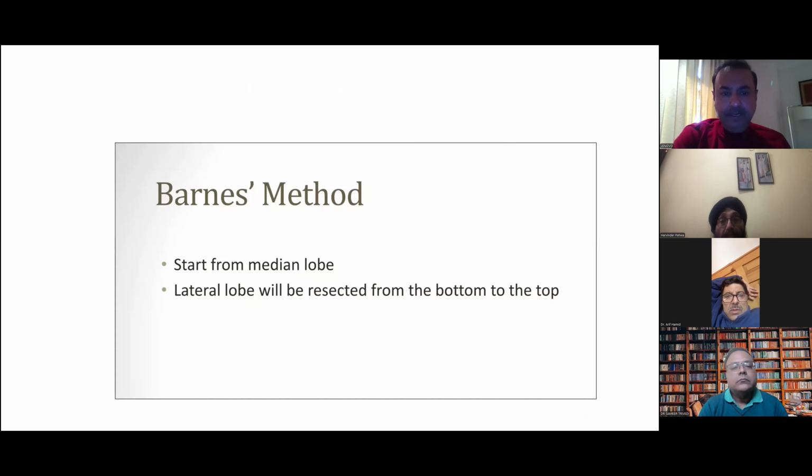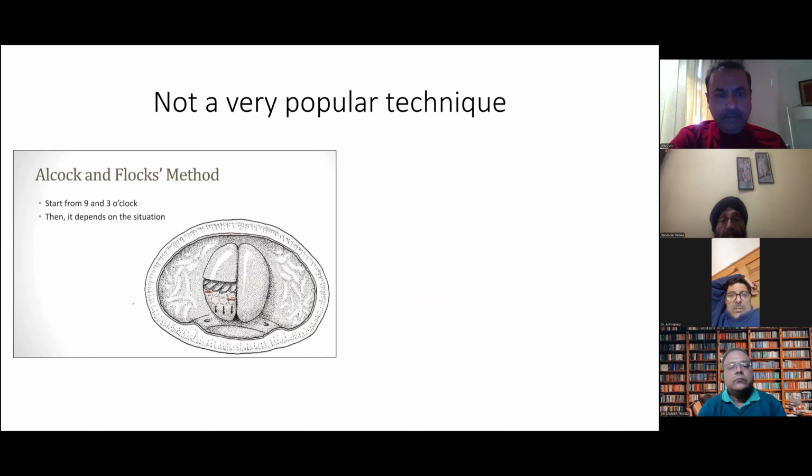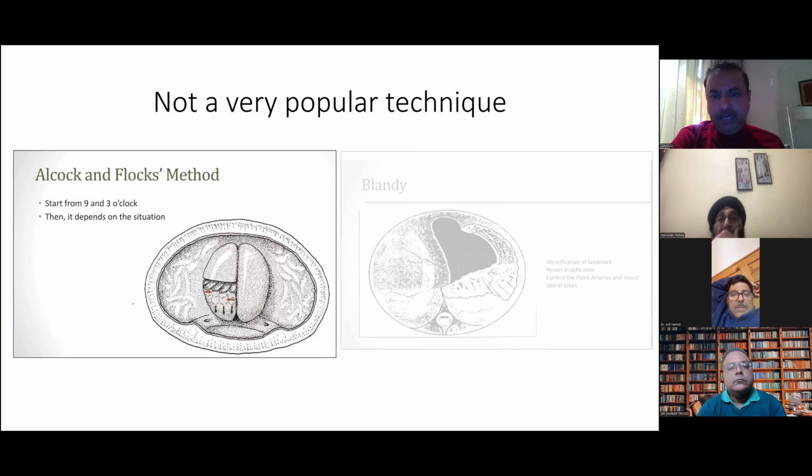So Barnes method, it's not a very commonly performed method. Starts from the median lobe. Again, the lateral lobe will be resected from top to bottom. So the other techniques which have been described in literature, and as a resident you should know, is Alcock and Flocks' method. It starts at 9 and 3 o'clock. Then depends on the situation or what sort of vascularity you have encountered in a patient, and you can go from top to bottom or bottom to top on one side to the other side.